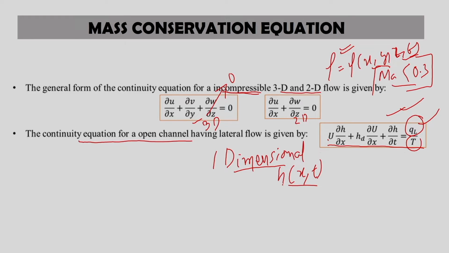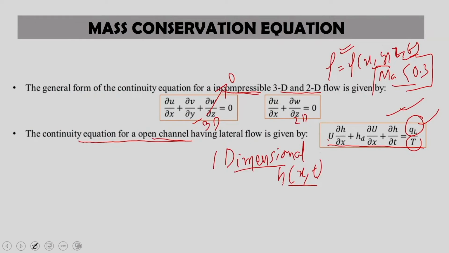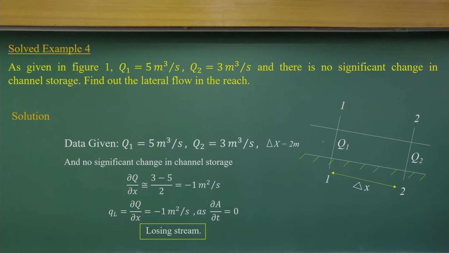So please refer back to the derivation of the continuity equation for open channel flow or river flow with lateral flow. What you get is a partial differential equation in terms of flow depth, velocity and QL as a function of one dimension, x, and time. This is the river flow conservation equation. To extend that further, let's have a few solved numerical examples.